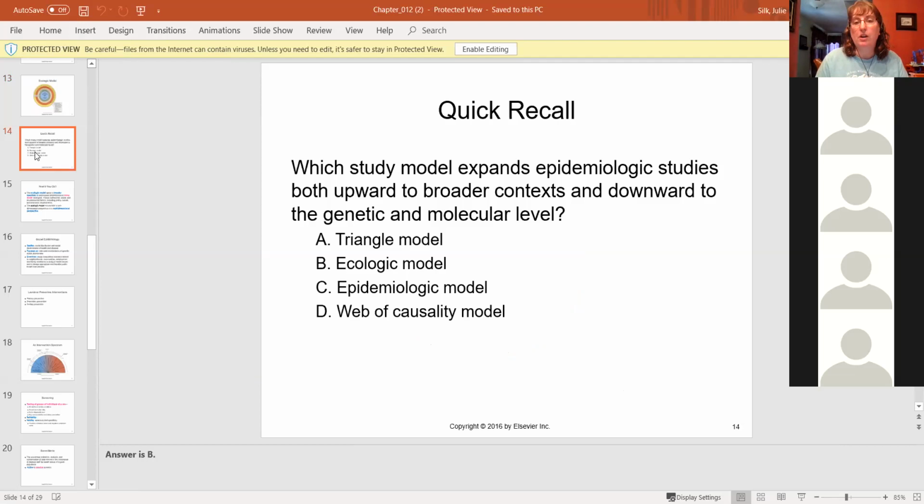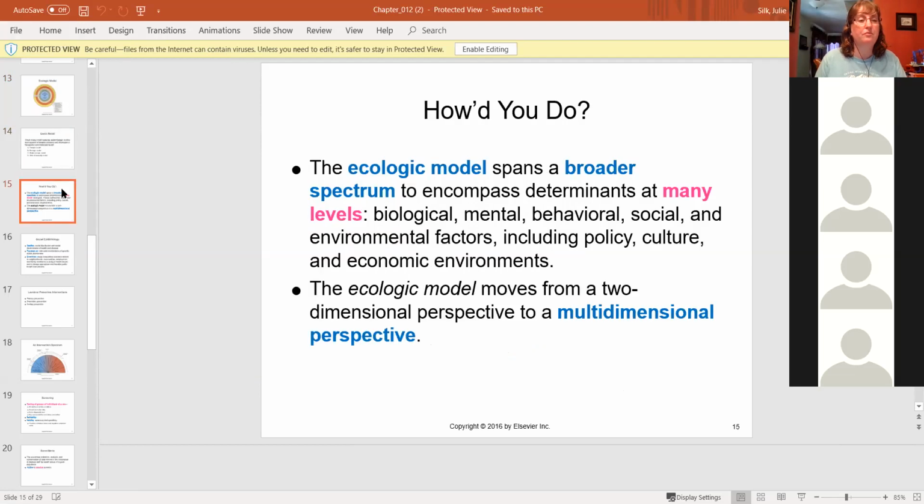Okay, which study model expands epidemiologic studies both upward to broader context and downward to the genetic and molecular level? What did we just talk about? Ecologic model. And again, they're just reviewing what we talked about before with the ecologic model right here.